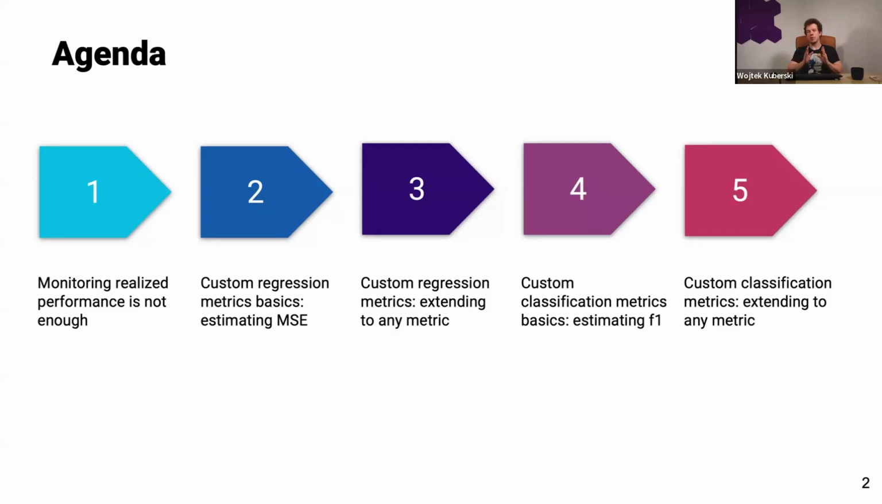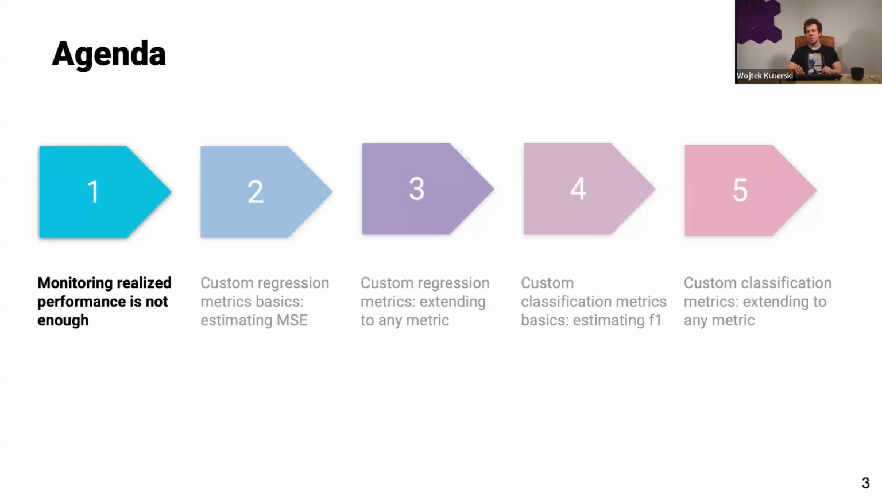Then we're going to move on and talk about how we can estimate any metric, or specifically here, we're going to start with F1 for classification models, and we're going to talk about how it is possible and what the underlying algorithm is. And then finally, we're going to talk about how to extend it from estimating F1 to estimating any metric you want. And again, William is going to give a quick demo here using some custom metrics for a classification model.